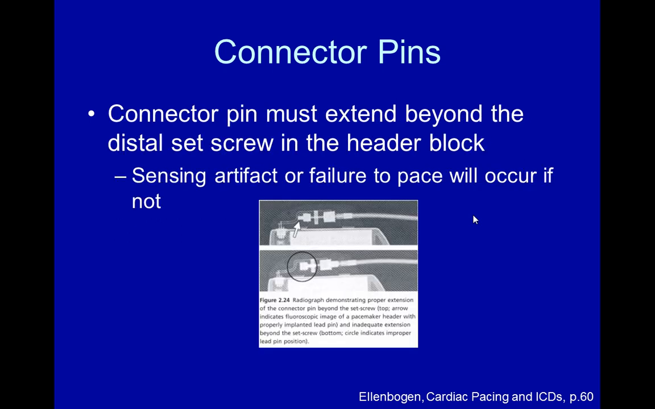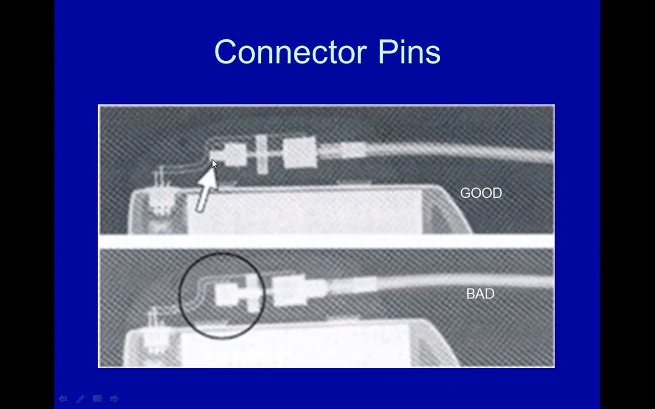Now, the connector pins should extend beyond what's called the distal set screw in the header block, and this is just sort of an intro to when we get into troubleshooting pacemakers. If the screw is not all the way in, and this is not an uncommon mechanism of pacemaker dysfunction, then you'll have sensing artifact or failure to pace. And I'll zoom in on this picture so you can get this concept. So if you look at a chest X-ray, you want to make sure that the connector pin is past this distal set screw. So this is a bad situation, and this is a good situation. Okay?